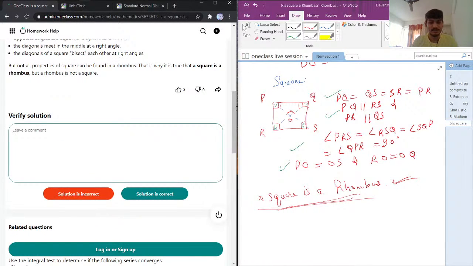Correct answer. Correct solution. Great job. Solution is correct.